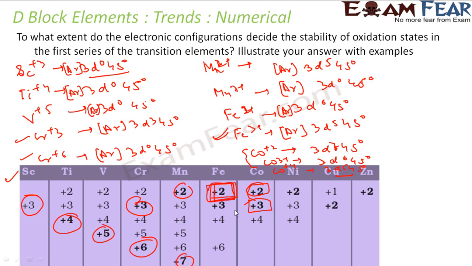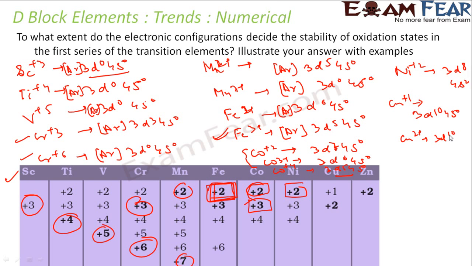Okay, if we talk about nickel now, nickel +2. Nickel +2 will be what? 3d8 4s0. Still, this also doesn't have any stable electronic configuration, but it is stable. Copper +2. Copper +1 actually, if you see, has stable electronic configuration, but that is not the stable oxidation state. Copper +1 electronic configuration will be 3d10 4s0. But this is not stable. Copper +2 is stable, which has electronic configuration of 3d9 4s0.